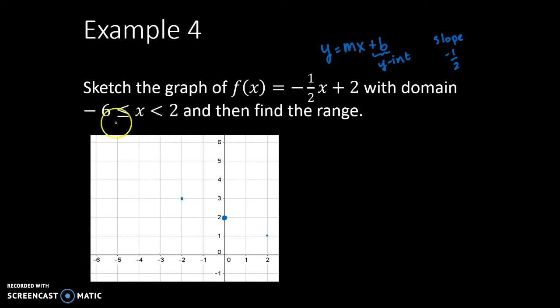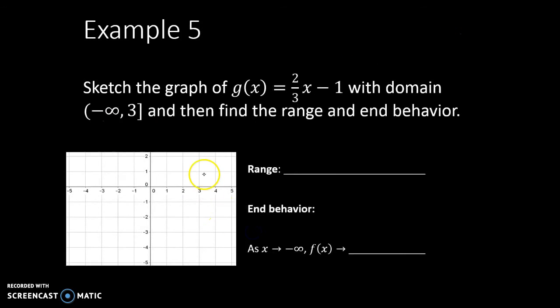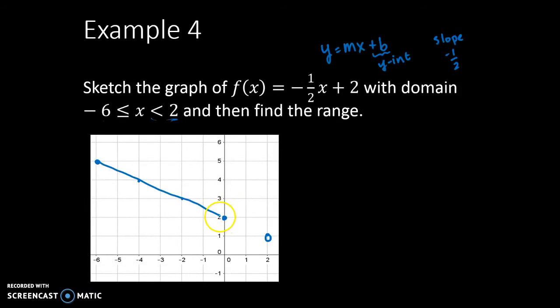What I notice about the domain that I have here is that I need to go all the way up to 2, but I don't need to include 2. So I'm going to put an open circle at 2. But then I need to keep going until I get to negative 6. So I'm going to continue those steps until I get to negative 6. And I will include negative 6 because that one is an inequality with an equal sign on it. So I'm going to draw that line all the way up to that open circle.